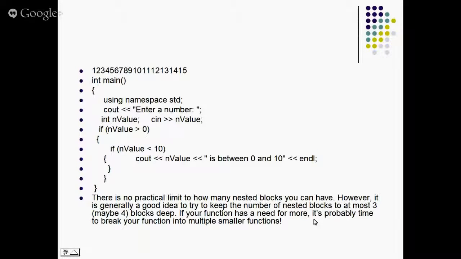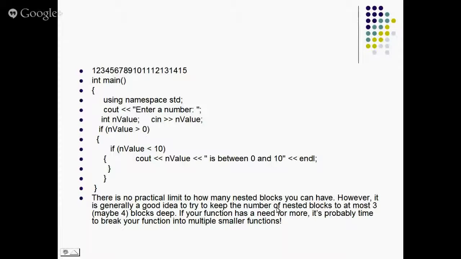Alright, so this is another program. Enter a number. If the number is less than 10, it will display so and so. So again, we are saying that there is no practical limit as to how many nested blocks we can have. We can have an if within an if and within an if as long as possible. So you can see there's an if. Within that, there's one more if.